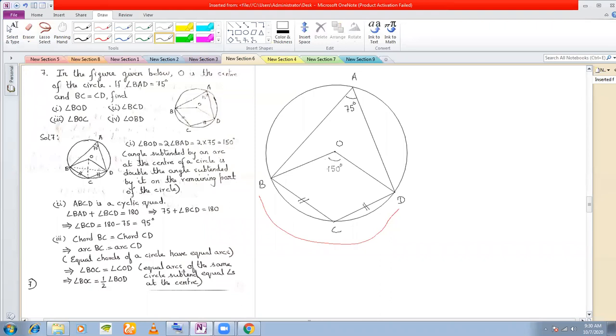Next question is BCD. BCD means this angle, this one. How do you find out BCD? How do you find out BCD?